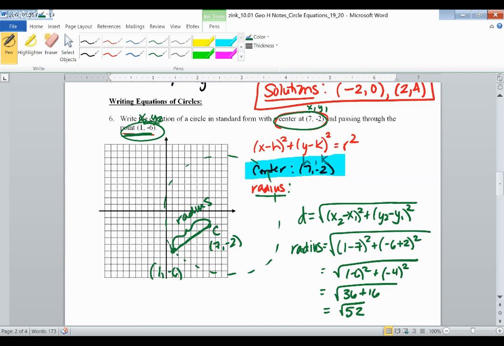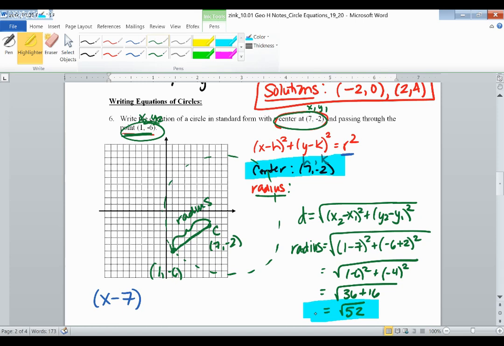Now that's not in simplest radical form, but honestly, I'm not going to bother putting it in simplest radical form because that could cause me more mistakes here. The reason is because I know that I'm going to want to square the radius, and it's much easier to square rad 52 than it is to square 2 rad 13, because that's the one that often students mess up on and forget to square both the 2 and the rad 13. So now let's substitute in. So we've got x minus 7, our h.